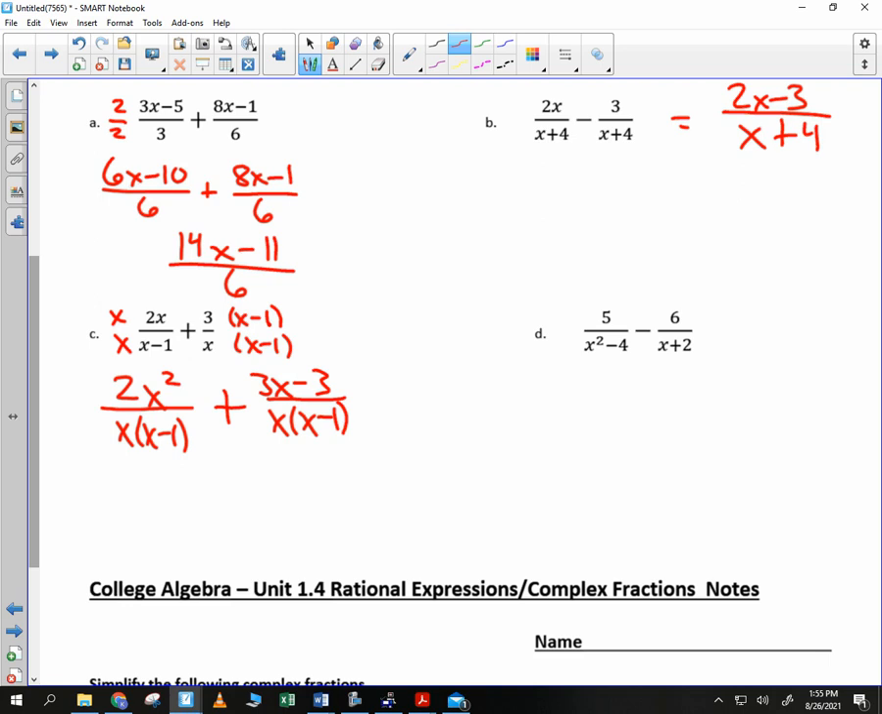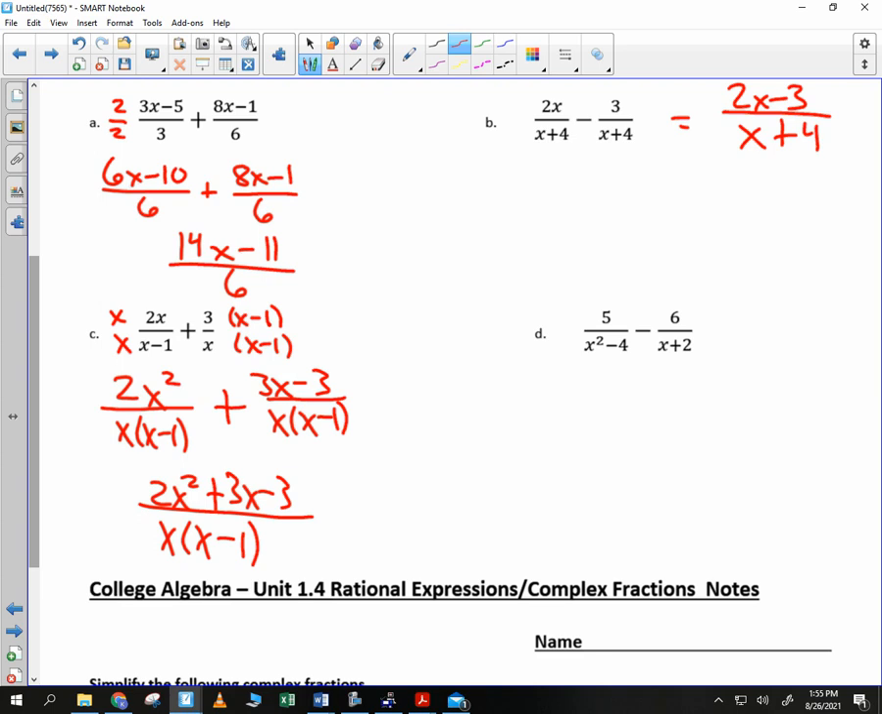Does anything combine together for like terms? It does not. So we have 2x squared plus 3x minus 3. And then in that denominator, we have x times x minus 1. If you'd like to multiply, get x squared minus x, that's fine as well. Either way is fine for an answer.